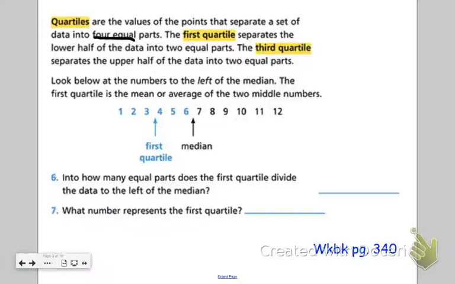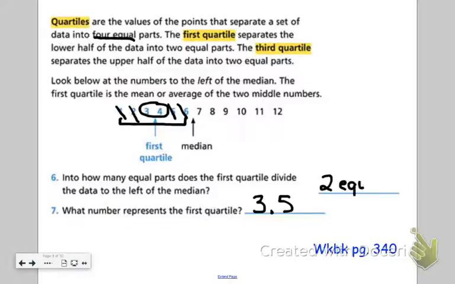Look below at the numbers to the left of the median. If you remember, the numbers to the left of the median were 1 through 6. Well, the first quartile is the median, or the mean, of those two middle numbers. In this case, if we were to cross off numbers and work our way into the middle, 3 and 4 are in the middle. Therefore, the first quartile is going to be 3.5. And that first quartile divided the data into two equal parts at the bottom.